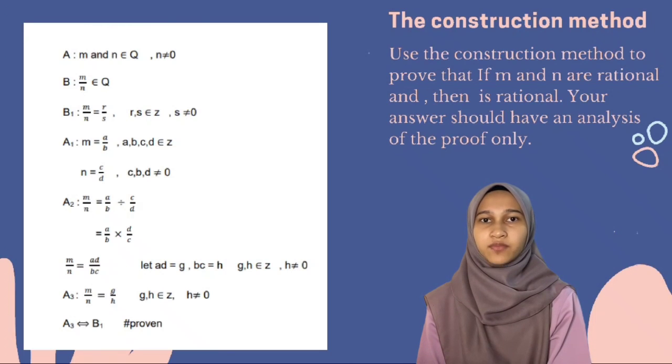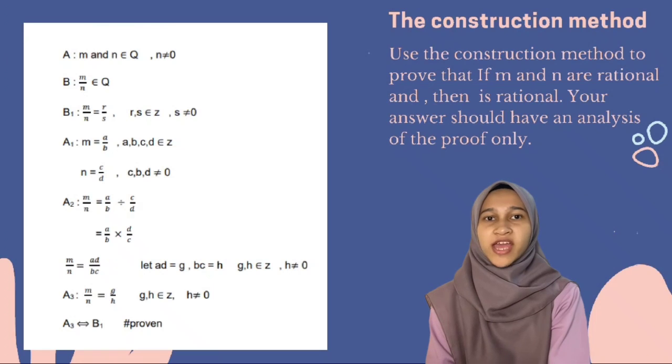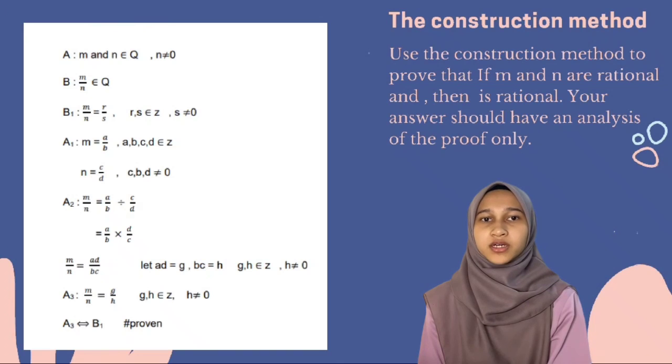A1, assume that m is a over b, where a, b, c, d are elements of integers, and n is c over d, with c, b, d not equal to 0. A2, m over n equal to a over b divided by c over d, which is a over b multiplied with d over c. So m over n equal to ad over bc, and let ad be g and bc be h. g and h are elements of integers, h is not equal to 0. A3, m over n is g over h, where g and h are elements of integers, h is not equal to 0.